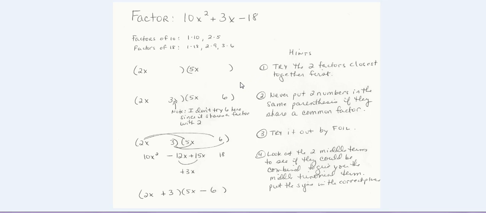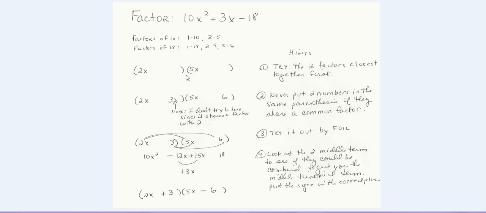The first thing I look at is the factors of 10. Well, I got 1 and 10 and 2 and 5. My first hint says, try the two factors closest together first. So I'm going to try the 2 times 5. And at this point, it doesn't matter where you put them. It could either be 2 times 5 or 5 times 2. So I put down the 2 times 5.